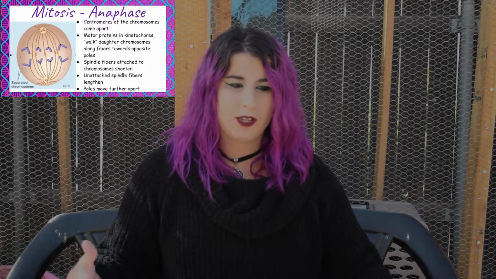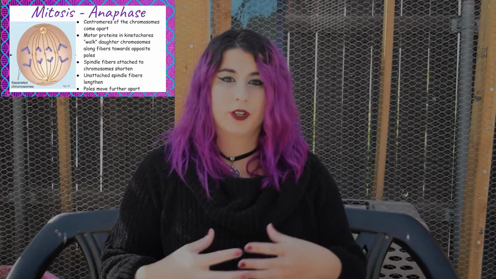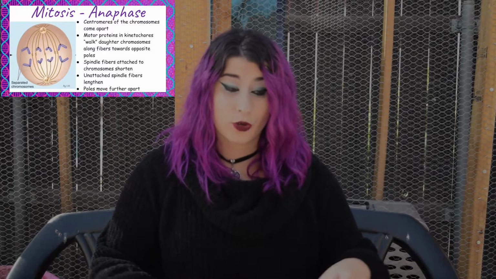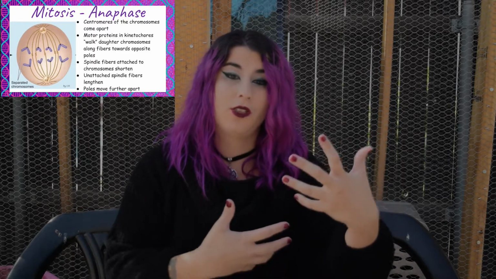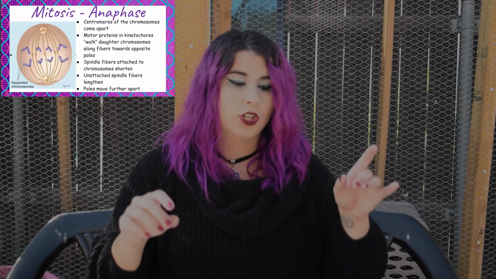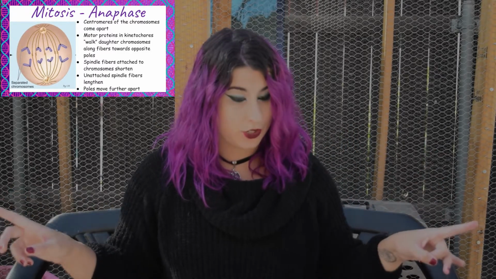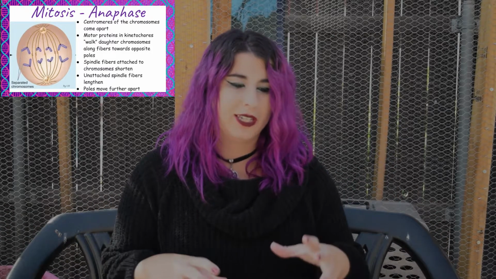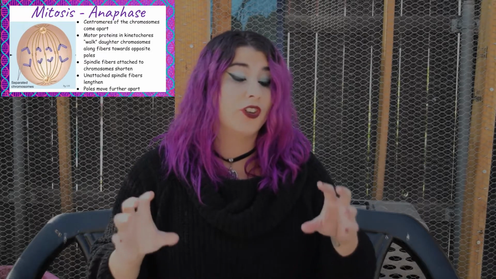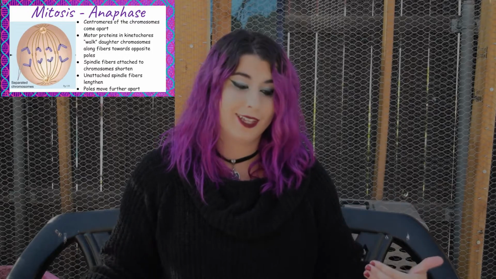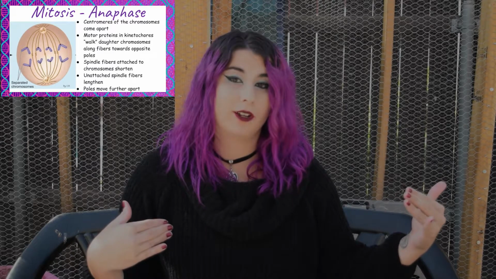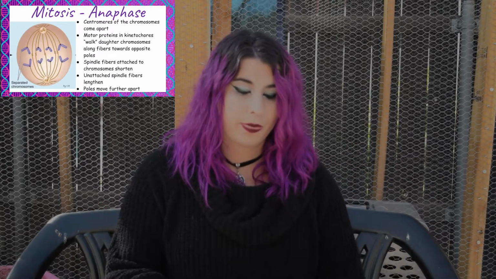And during anaphase, the centromeres of the chromosomes are going to break apart, and then motor proteins in those kinetochores are going to walk the daughter chromosomes along the fibers towards the opposite poles. So each half of each chromosome is going to be pulled in a different direction. And then also those spindle fibers attached to those chromosomes are going to begin to shorten, while any spindle fibers that are not attached to chromosomes lengthen. And this whole process moves those poles even further away from each other, and the cell elongates some more.